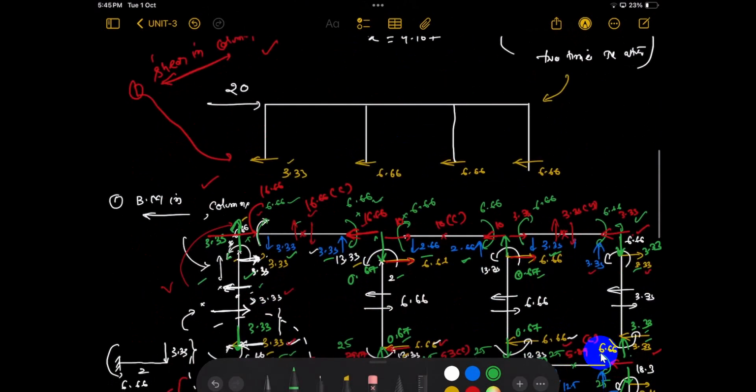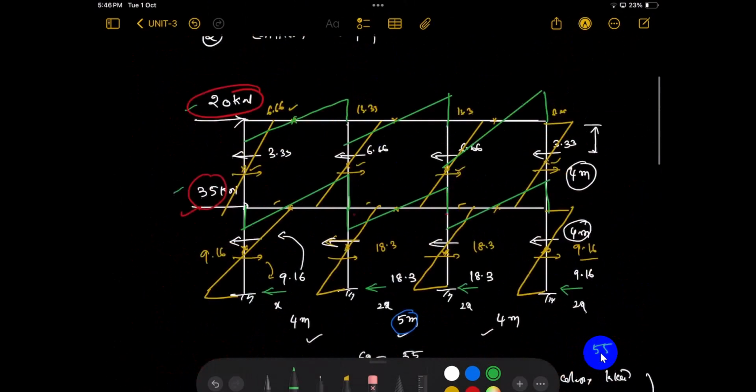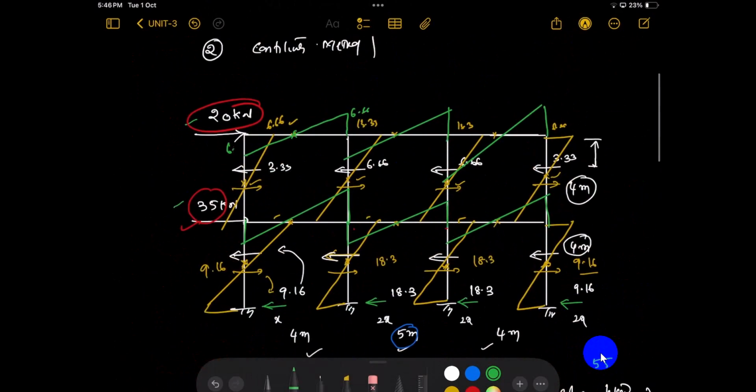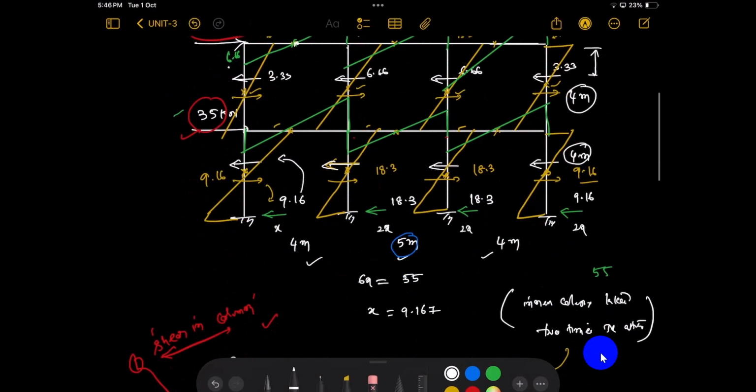See the 6.66, 6.66. It's 25, 25, 25, 25. So 6.66, here 6.66. Both are in the same direction. That means one is hogging, one is sagging. Once again I will show. So this is 6.66, this is 6.66. Both are clockwise. That means this is a hogging moment, this is a sagging moment. Both are the same value, so the point of contraflexion comes at the center. So bending moment diagrams are over.